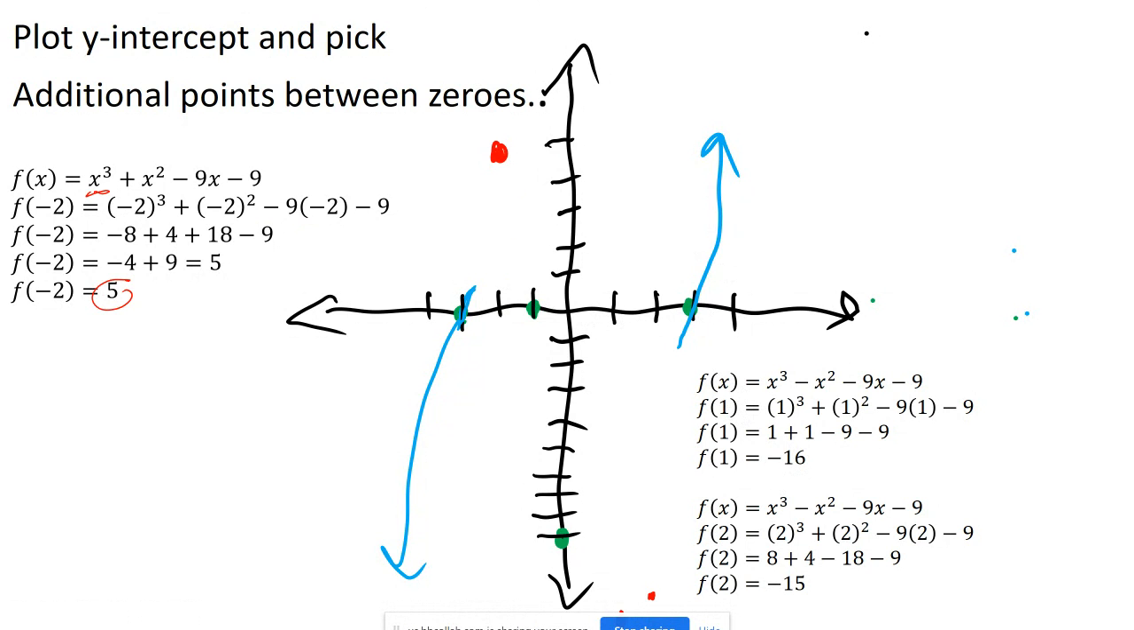So I represented it by this dot at the very bottom. And then at 2, I get negative 15. So I know that it's going to come back up. So now I can connect my dots.